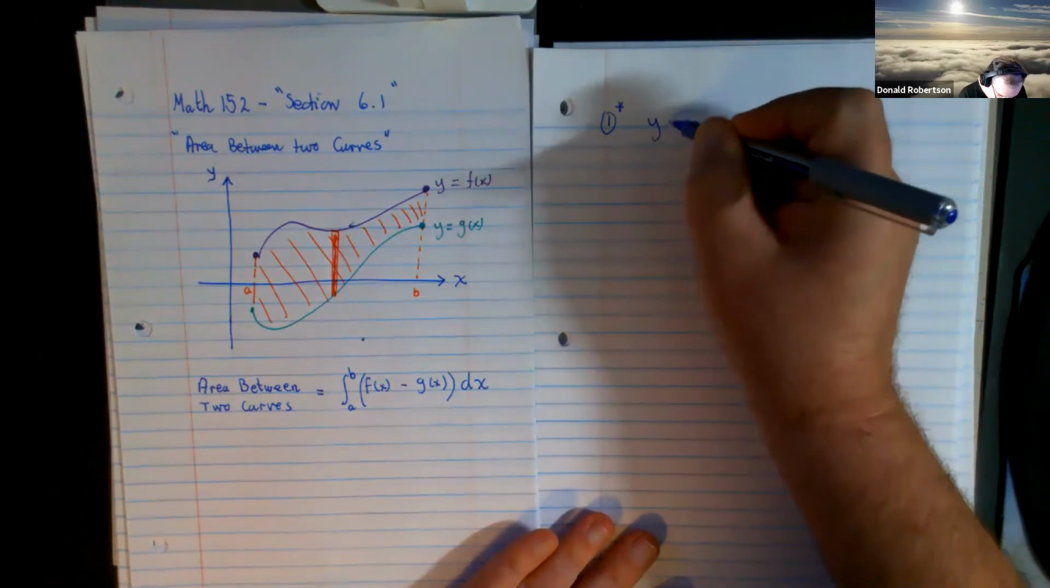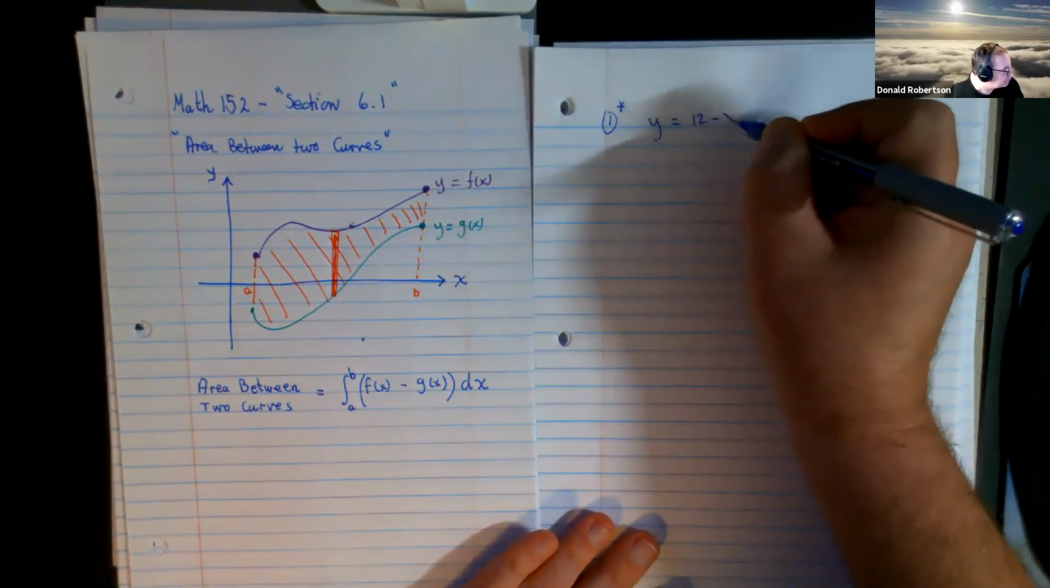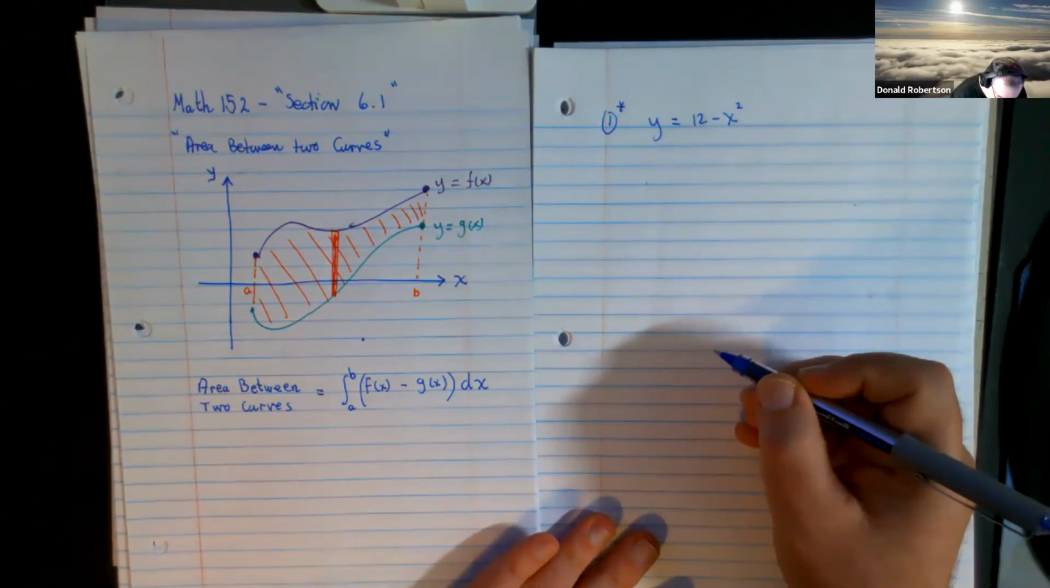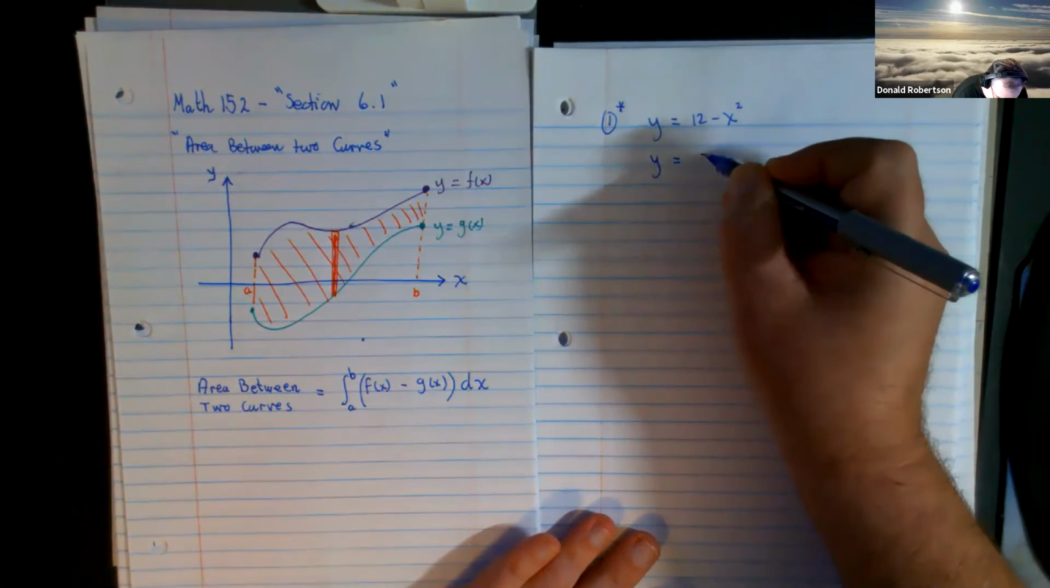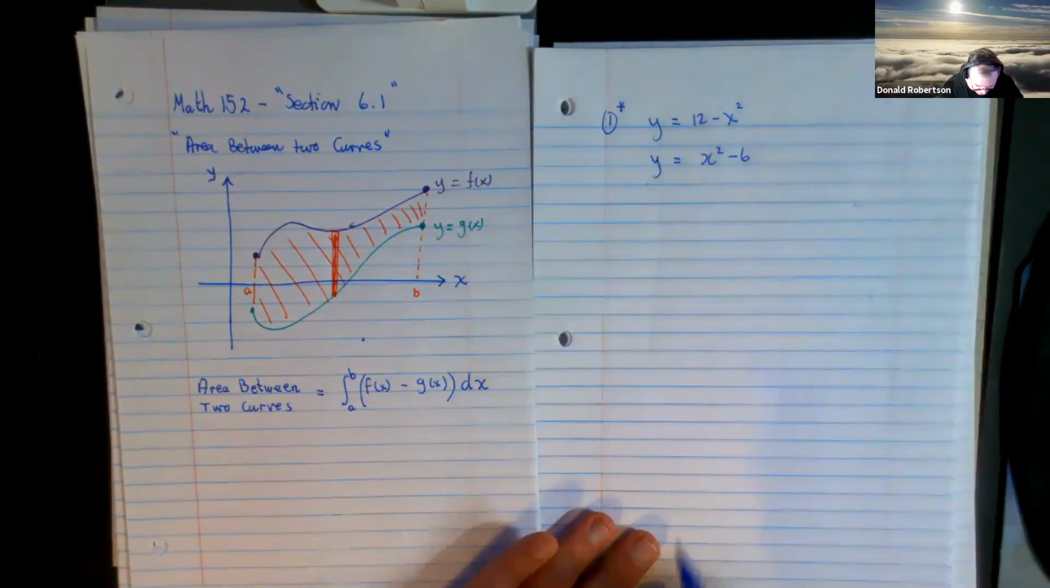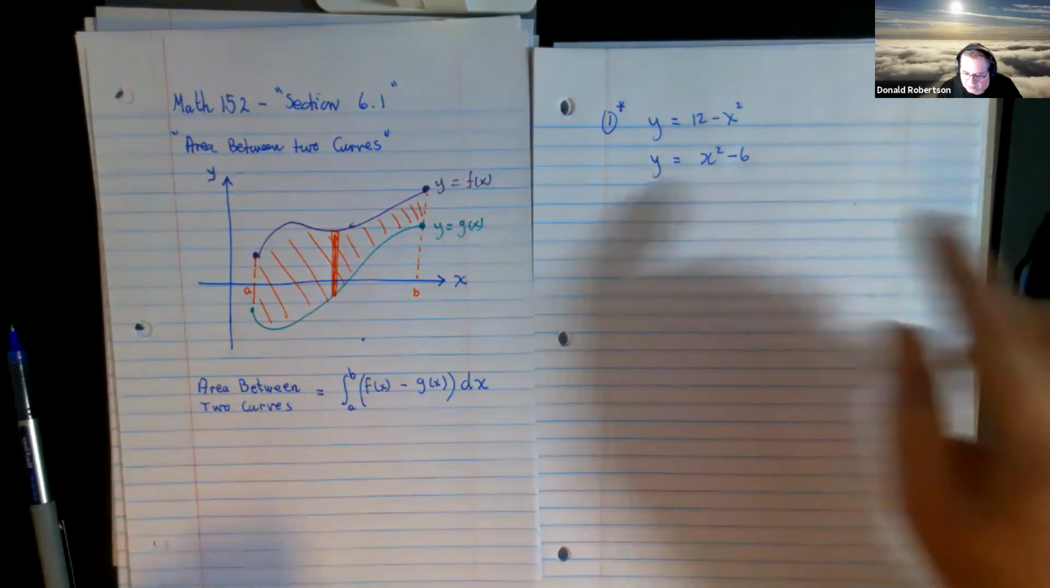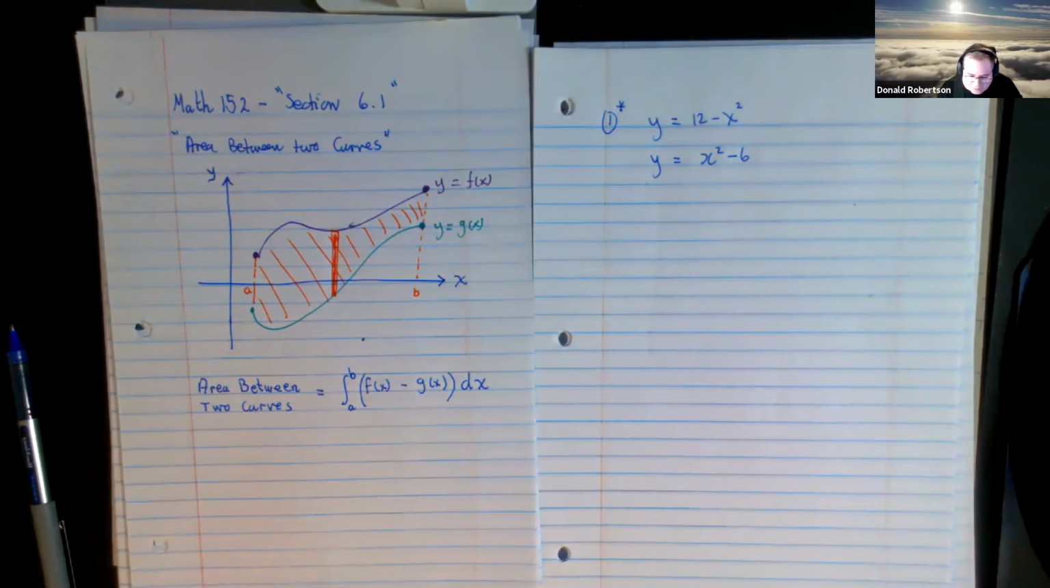We are being asked to find the area between y equals 12 minus x squared and y equals x squared take away 6. Okay, so hold that thought. I'm now going to have to go to Desmos and do the first piece of the puzzle, which is sketch it. And that's going to give me a lot of the information that I need.